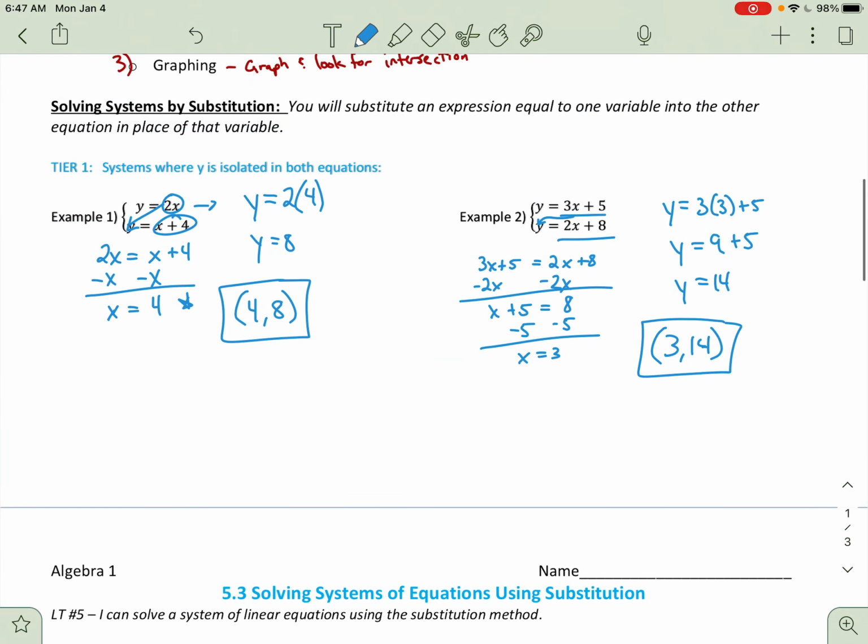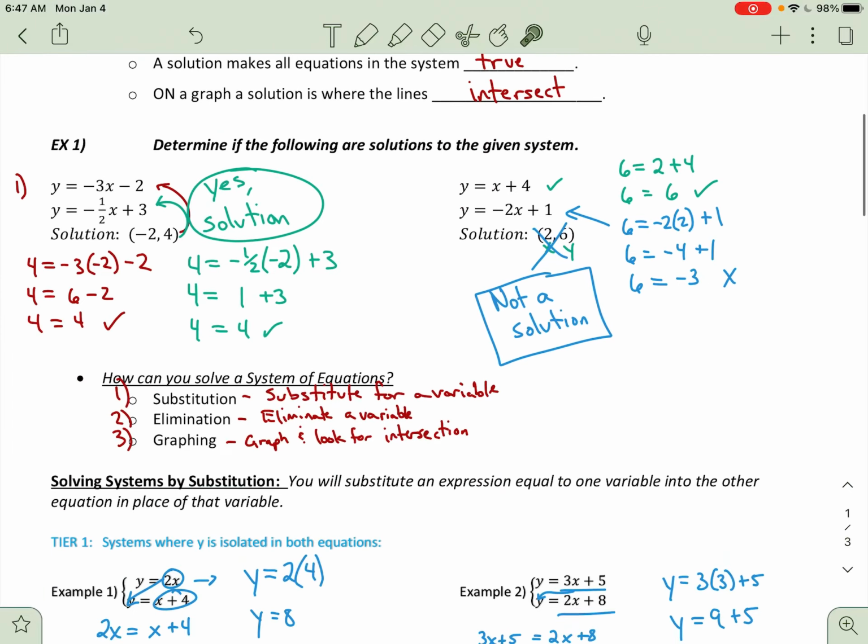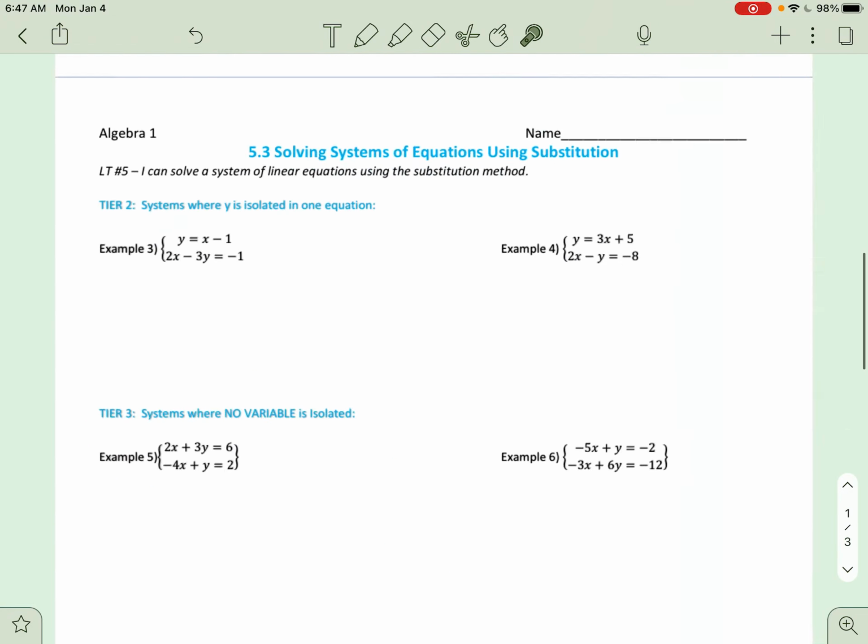Okay. If you're not sure if you got the right answer, what could you do to check your work? Well, you could take this ordered pair, this solution, and you could plug it back into both of these equations and make sure that you get a true statement, right? Just like we did up here. Okay, plug it in, see if you get a true statement. Okay, so let's go through some more examples.